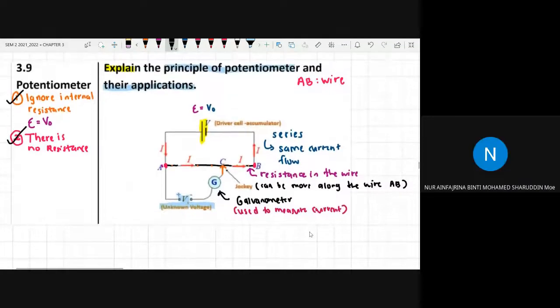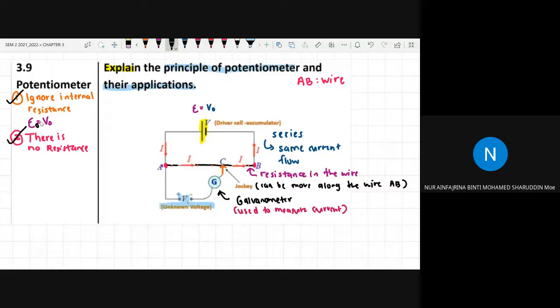Okay, terkeluar. Okay. Okay, so I will have a very, very quick recap on this circuit. So now we are going to learn about potentiometer. There are two things that you guys memang kena faham mula-mula. First, you must ignore the internal resistance. When you already ignore the internal resistance, meaning your EMF akan sama dengan you punya V0. Okay, and then you kena tahu there is no resistance. Okay, dua benda ni je you kena tahu about potentiometer.